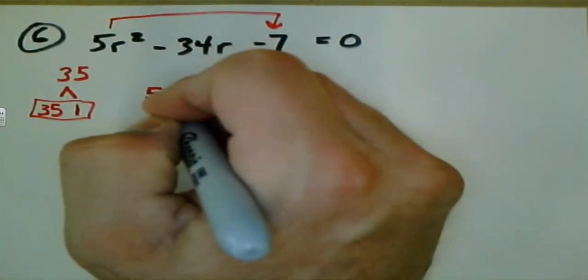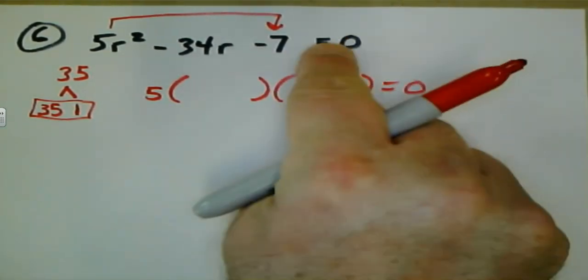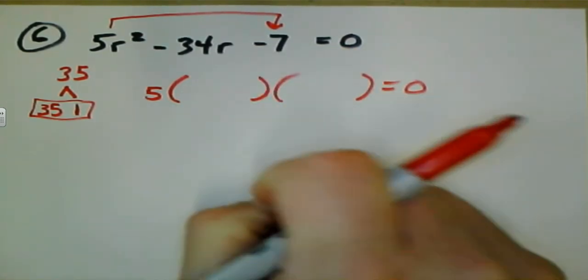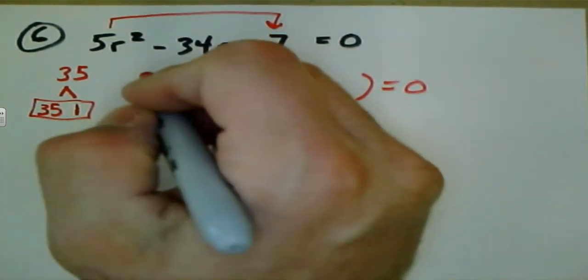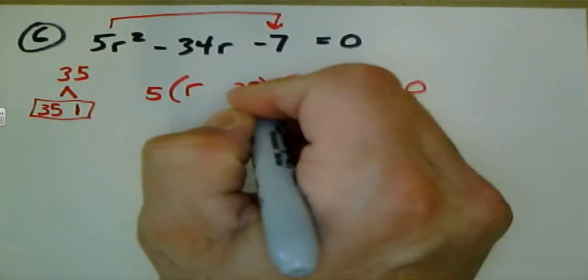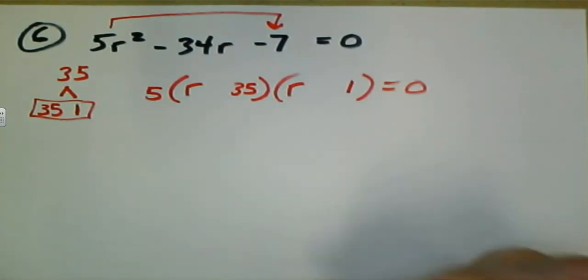So I put the 5 down, put my parentheses, because this whole thing is equal to 0. Your factors will be equal to 0. Where our variable is r. Our factors are 35 and 1.